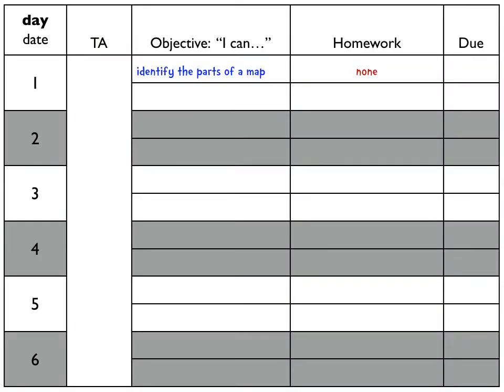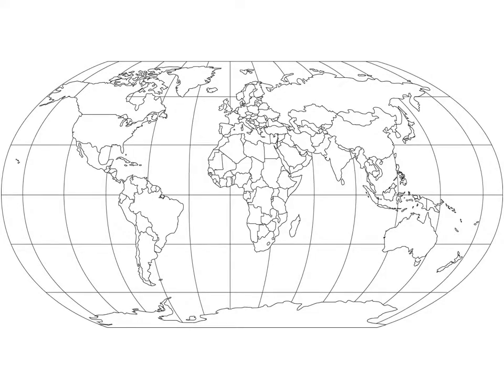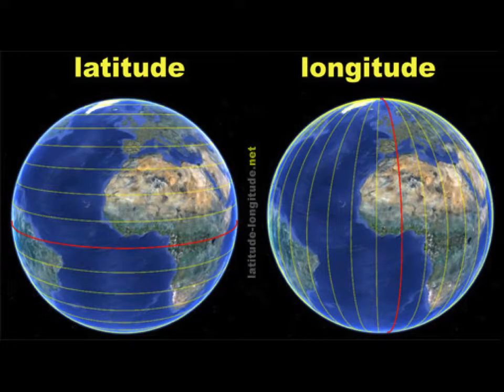The objective: I can identify the parts of a map. So first of all, we have the 7 continents. It's important you know the 7 continents by now, but we're going to be talking about lines of latitude and lines of longitude. Lines of latitude run east to west across the globe. It's easy to think of it like a ladder.